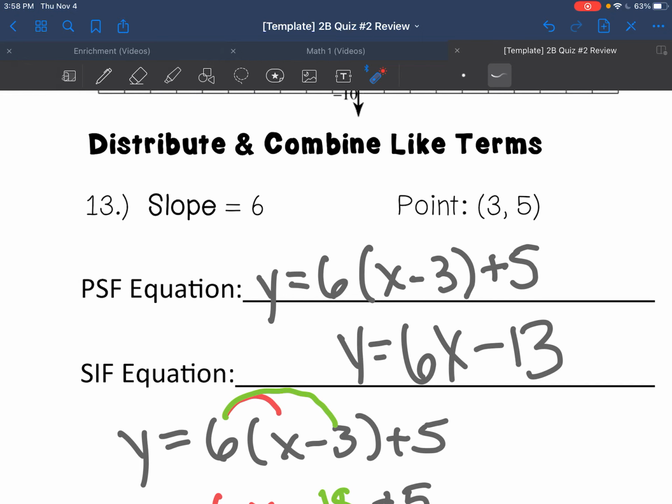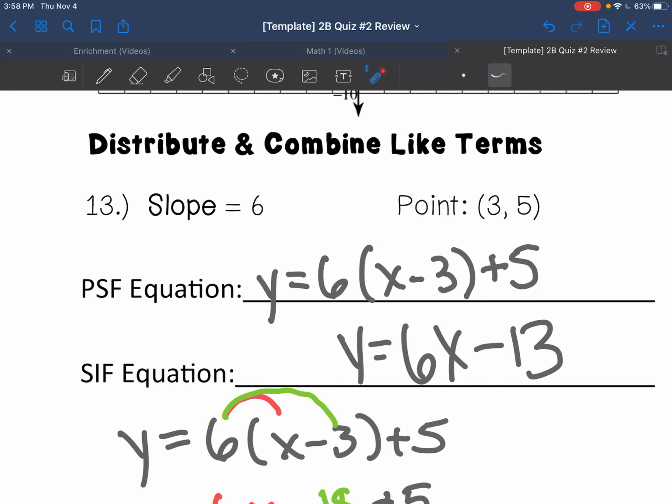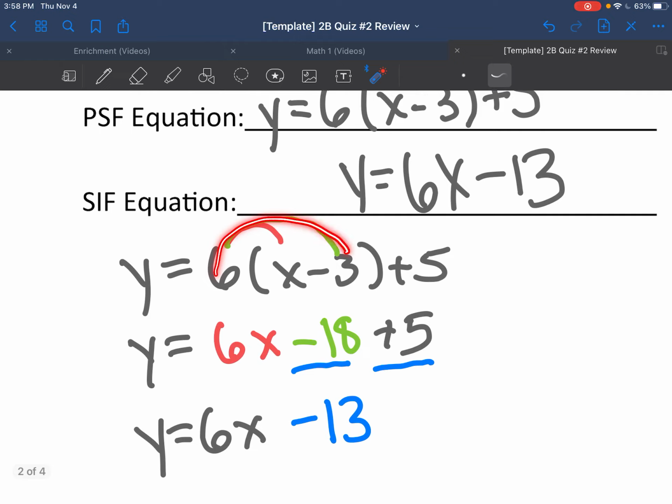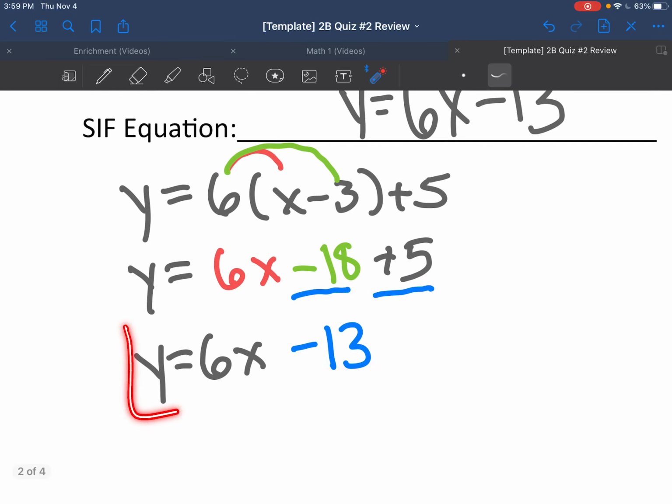In number 13, first we want to write the point slope form, which is y is equal to 6 times x minus 3 plus 5. Remember that only the x lies in point slope form equation. That's the only time it'll lie. Then we take that point slope form equation and we distribute 6, so 6 times x and 6 times -3. 6 times x is 6x, 6 times -3 is -18. Bring everything else down. Combine like terms, -18 plus 5 gives us a -13. And so our slope-intercept form equation is y is equal to 6x minus 13.